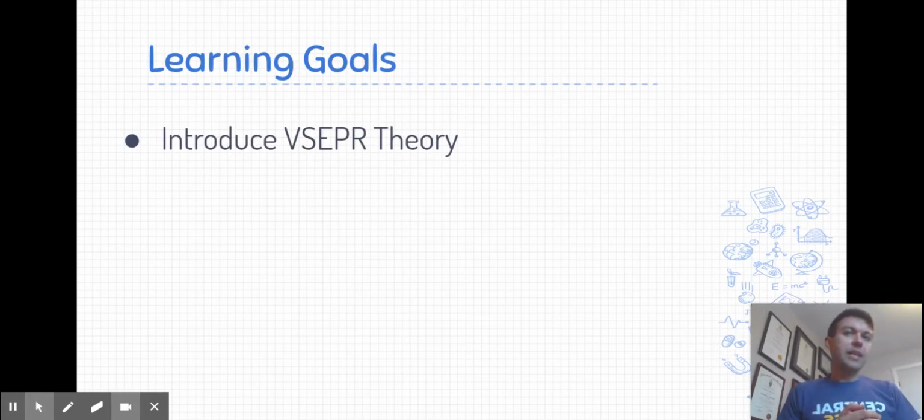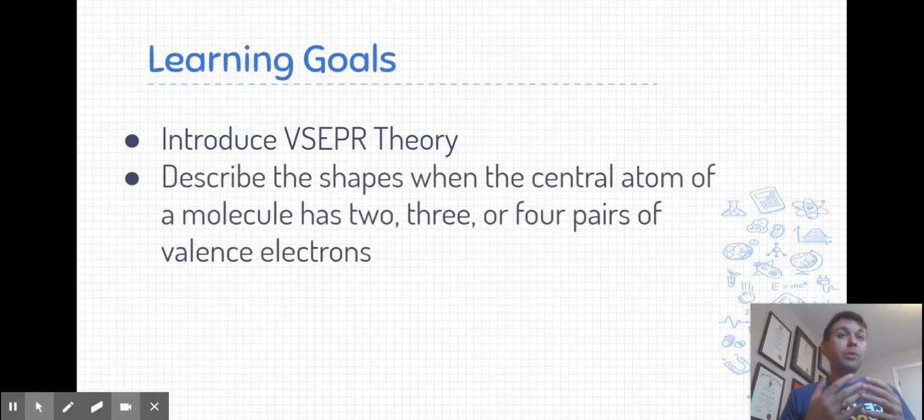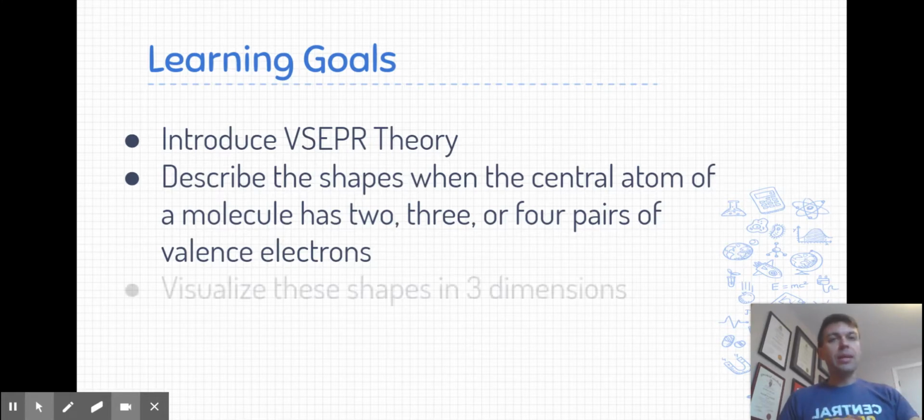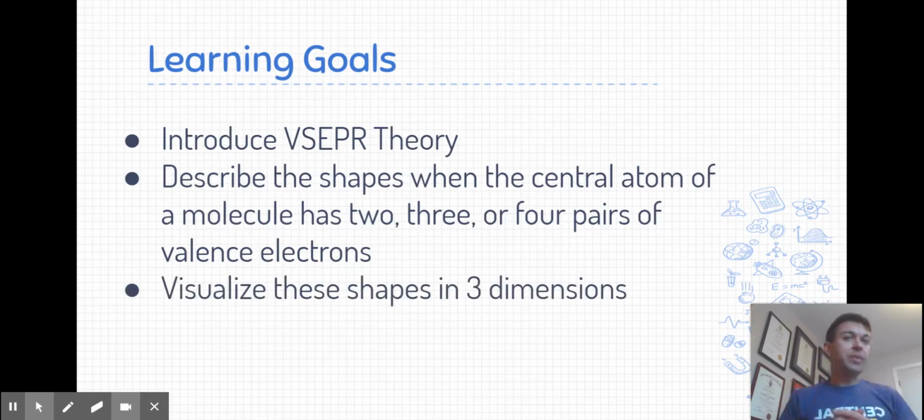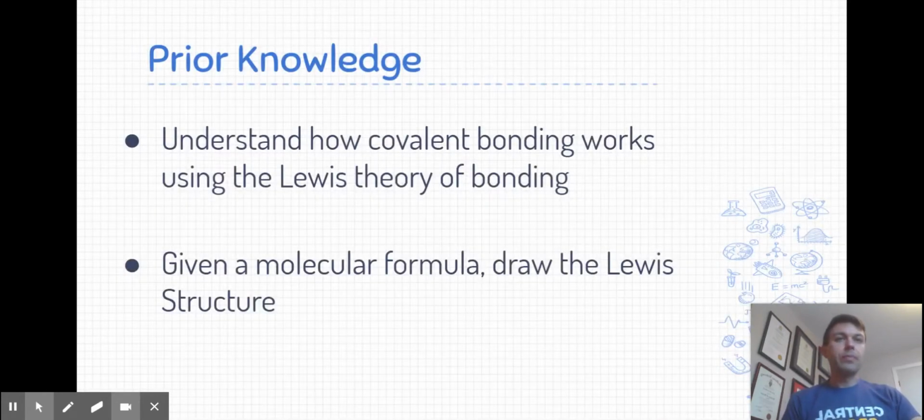Our learning goals for today are to introduce VSEPR theory, to describe the shapes of molecules which have 2, 3, or 4 pairs of valence electrons around the central atom, and we will also visualize these shapes in 3 dimensions. Going into this video, you should know how covalent bonding works and how to use the Lewis theory of bonding to go from a molecular formula to draw a Lewis structure.